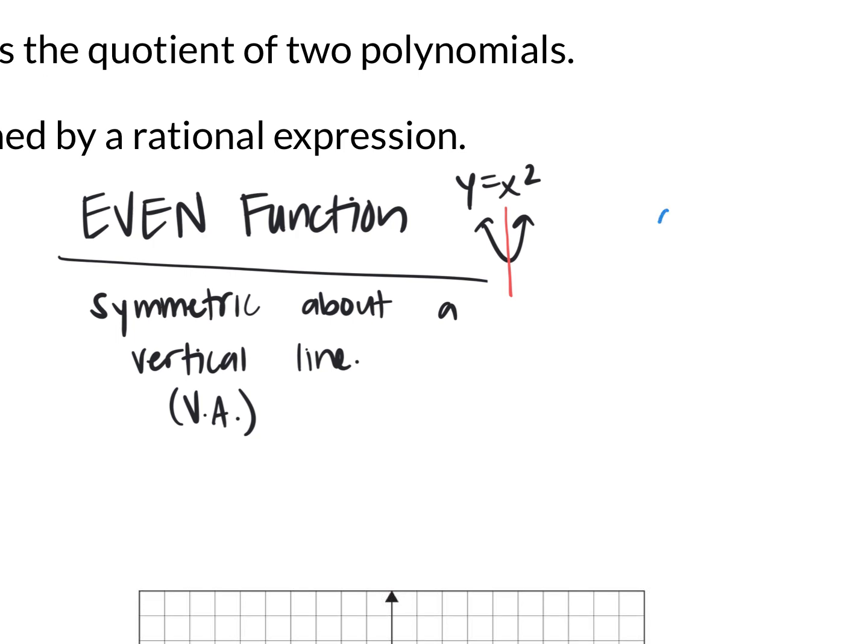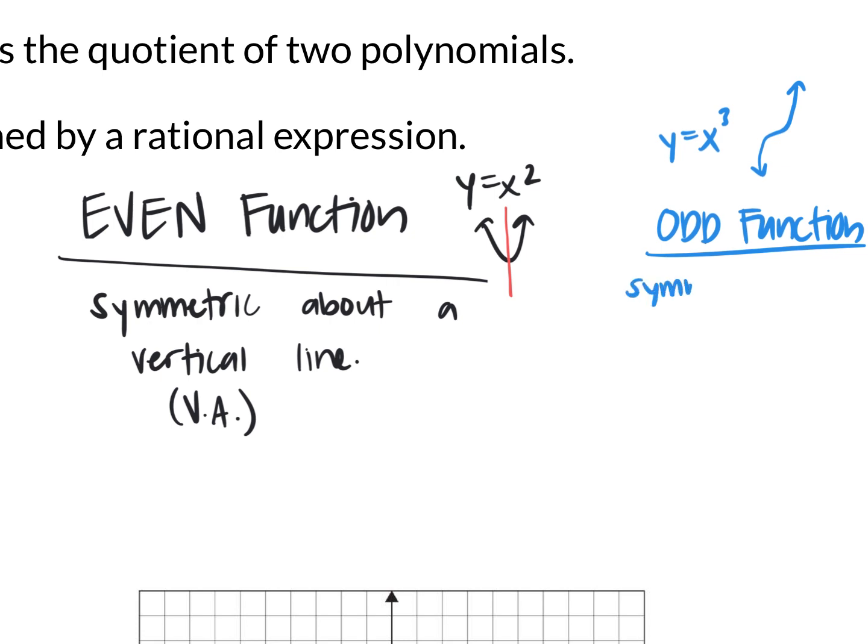Okay, and then our odd function would be something like y equals x to the third power. Anyone remember what that looks like? So it kind of looks something like that. It's not perfect, but that would be x to the third. And this obviously is not symmetric about a line. This would actually be symmetric about a point.